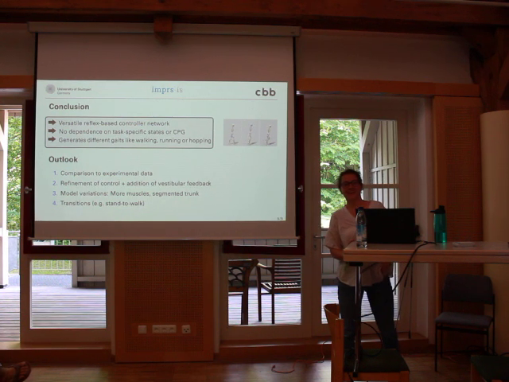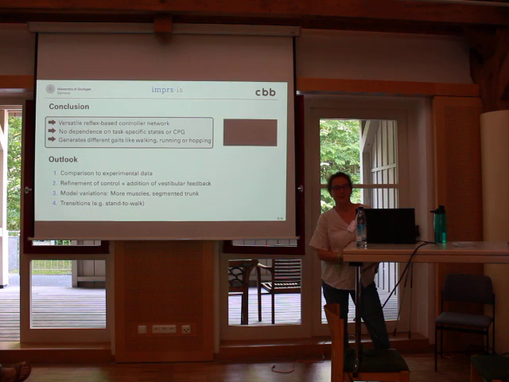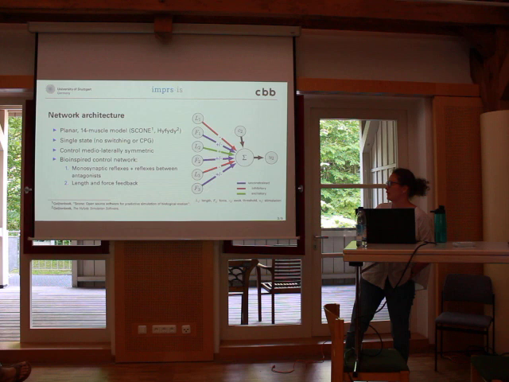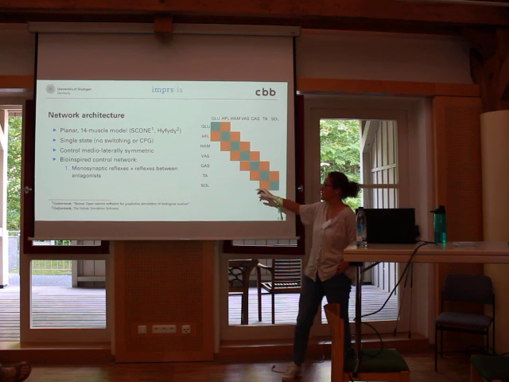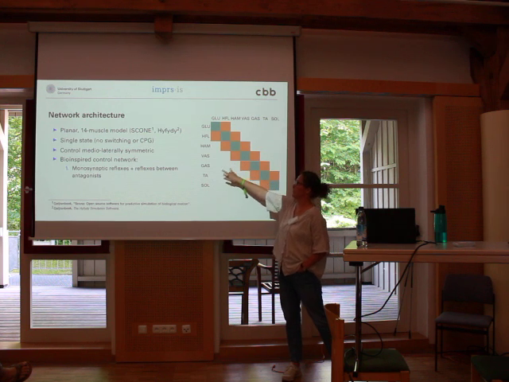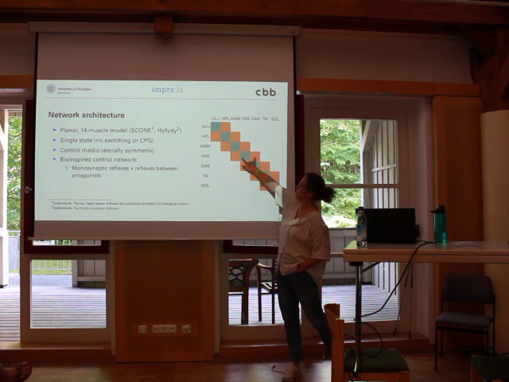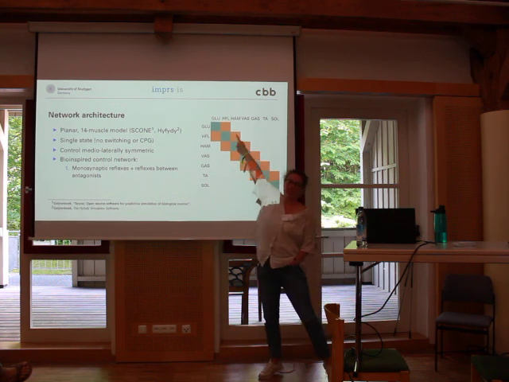Maybe a short follow-up. What do we do then with biarticular muscles? They have both. Because it's about the antagonistic muscles. So we do have that, that's why we also always have two. Okay.